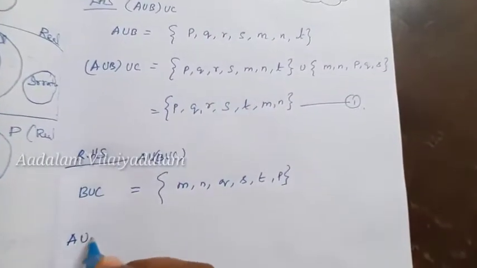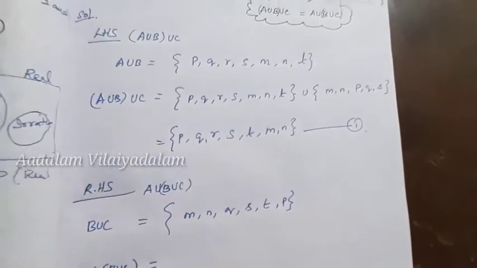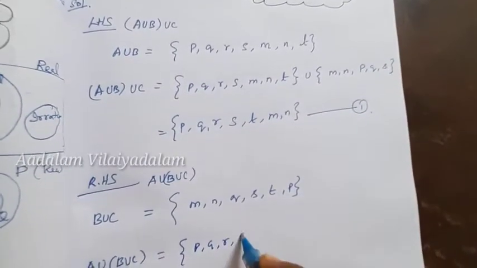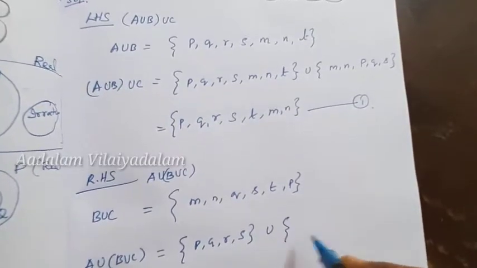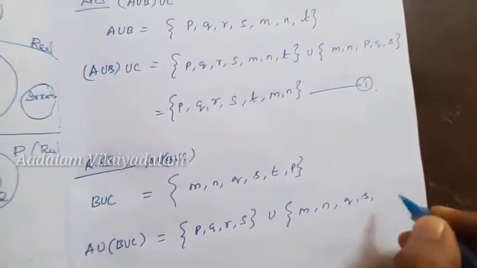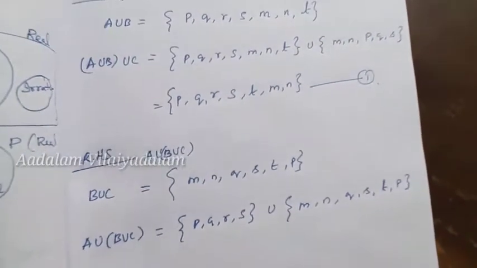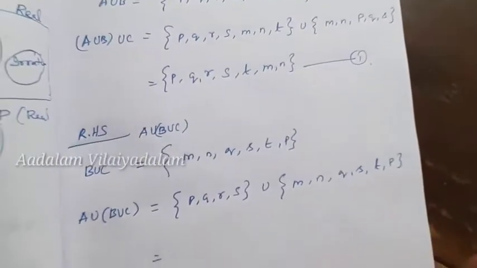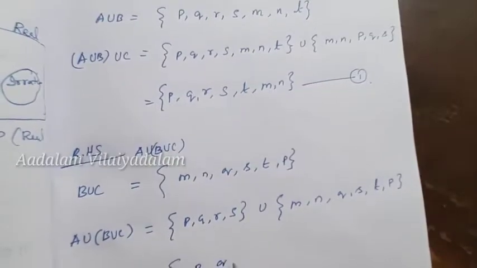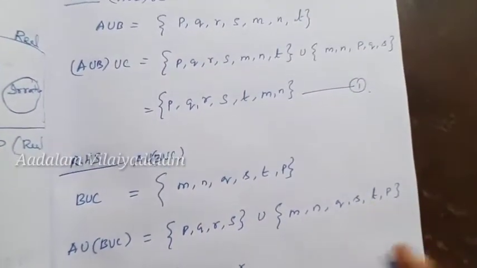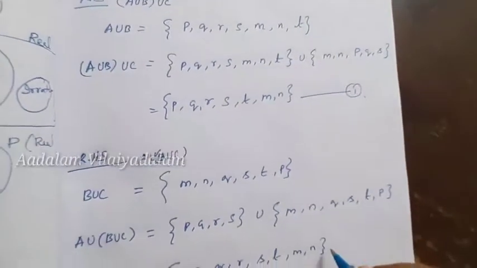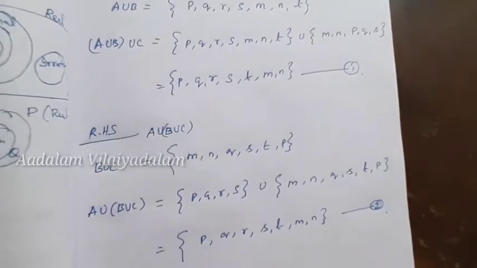Next we need to find A union B union C. That is, write the set of A, P, Q, R, S and join the elements of B union C, M, N, Q, S, T, P. Now just combine all the elements without repetition. Now P, Q, R, S, T and the remaining M, N. So just take this as the second equation.